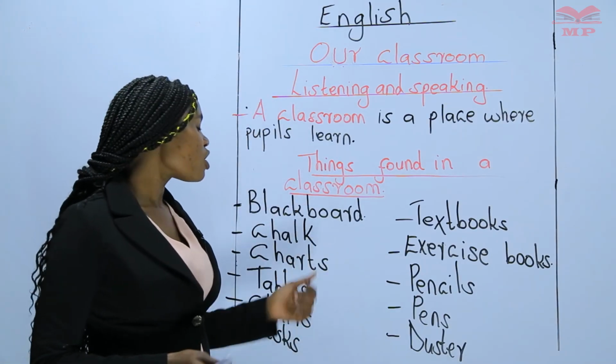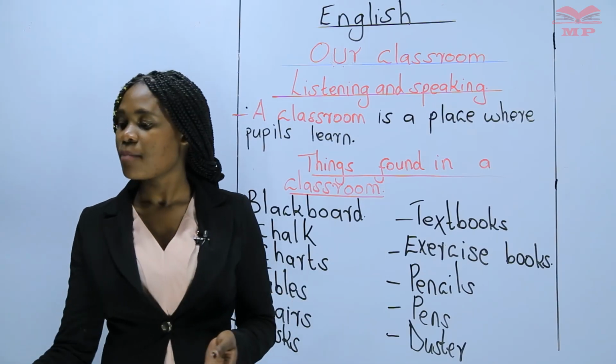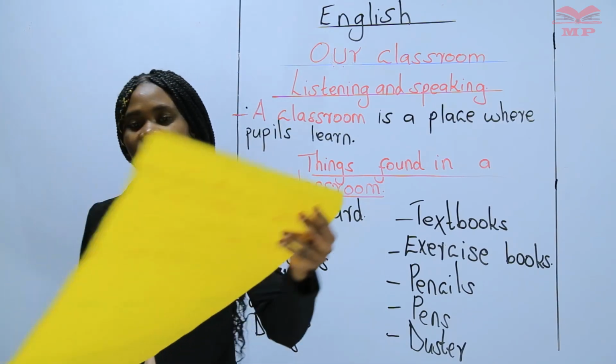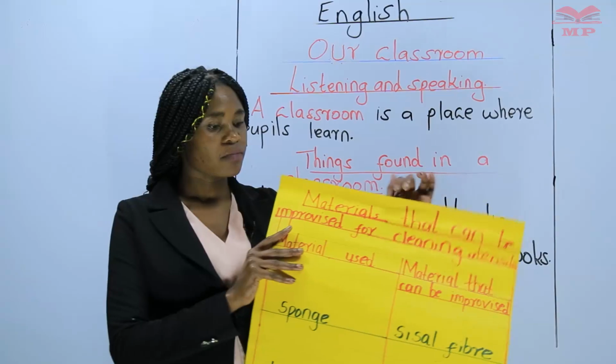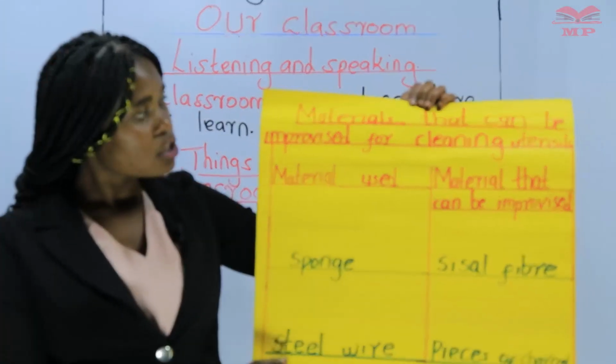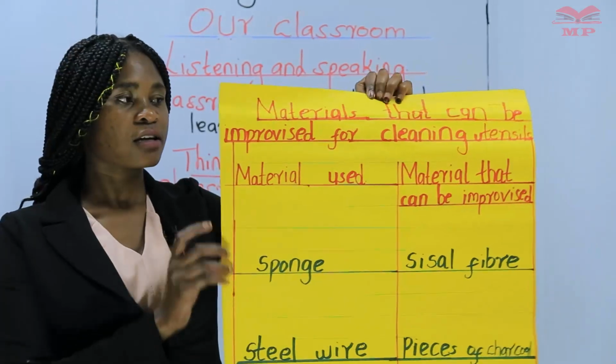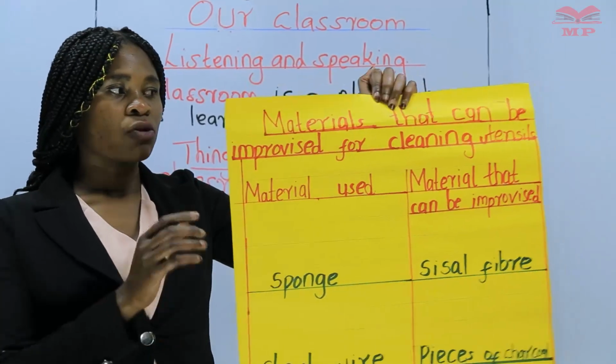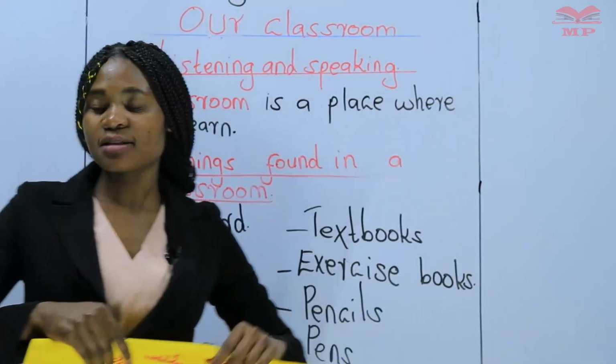Then we have chalk, charts. I have a chart here. So charts are always written by your teachers, and they always hang them on the wall to help you learn. So there is a chart here. You can also find it in a class.